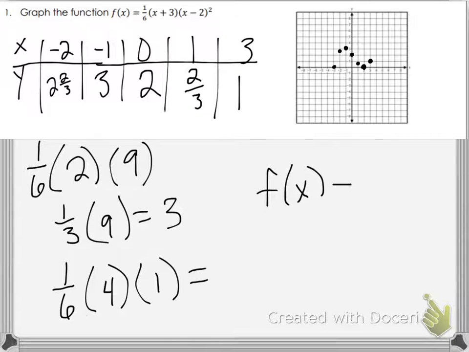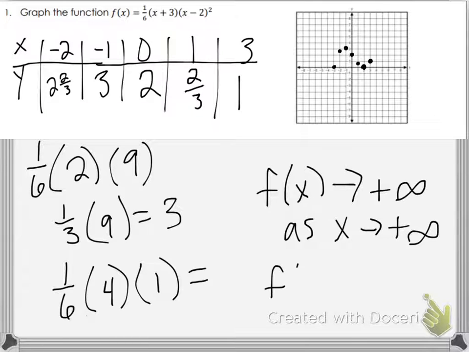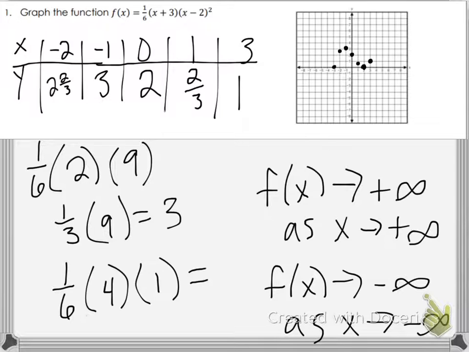As x goes to positive infinity, f of x, my y values, go to positive infinity. And f of x, my y values, go to negative infinity as my x values go to negative infinity. That's going to be my end behavior. So as my x values are getting bigger, my y values are also going to get bigger, so it's going up and to the right. As my x values are getting smaller, my y values are also getting smaller, so it's going down and to the left. That's what that's saying. Does that make sense?